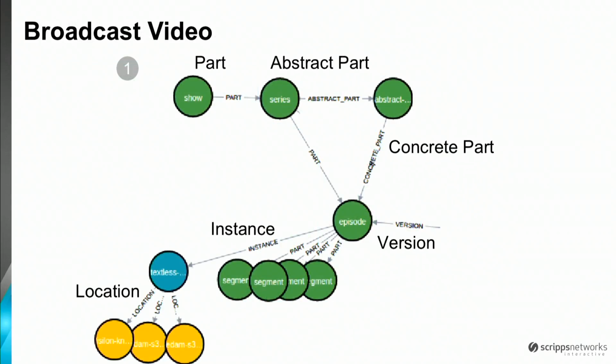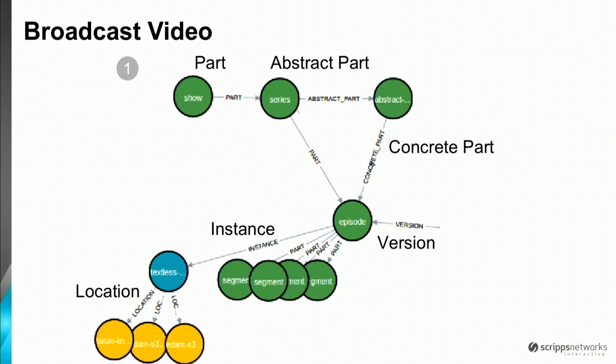So the first one here is broadcast video. We have a linear scheduling model where we air things at 8 o'clock, 9 o'clock, 10 o'clock. The first on the top left there you'll see is this show. So this might be one of your favorite shows like Fixer Upper or House Hunters. And there are seasons, or we call them series, associated with that. So maybe this is the first season or the 3rd season or whatever. That's part of that show.